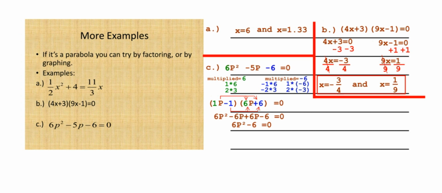Notice that the 2 middle terms, the negative 6p plus 6p, cancel out, giving us 6p squared minus 6 equals 0. That doesn't work. It does not give us the original negative 5p middle term that we had. So that's a trial and error.